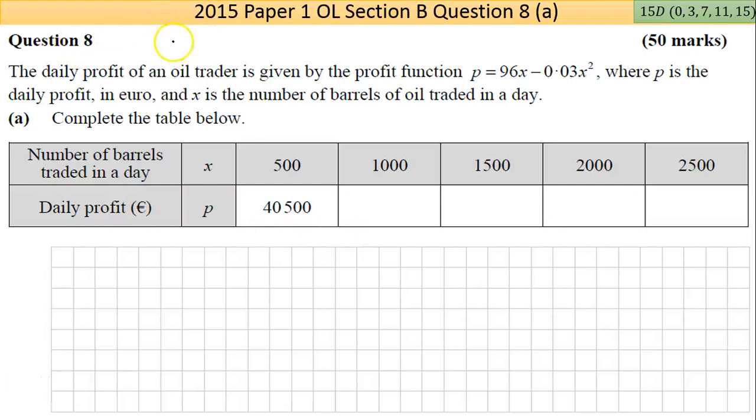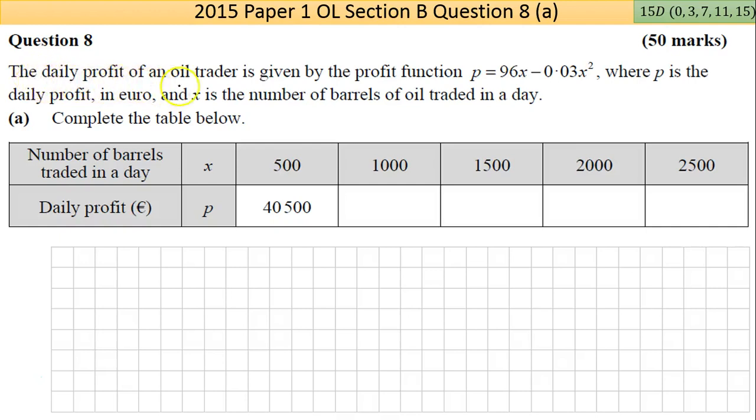Okay, so this is question 8 for 2015 paper 1 section B. So let's get stuck in. It's a 50 marker. Now again, as I said previously, I'd suggest you pause this video and make a go at attempting part A, and pause each different section. Just give it a go yourself.